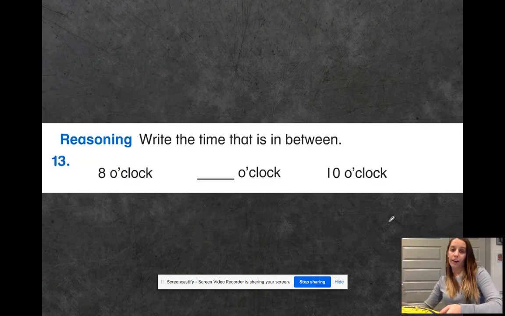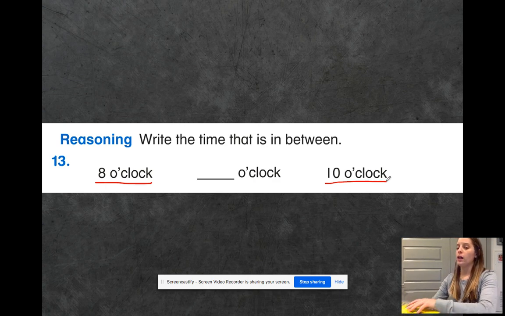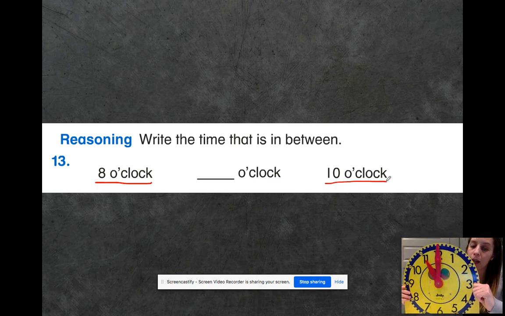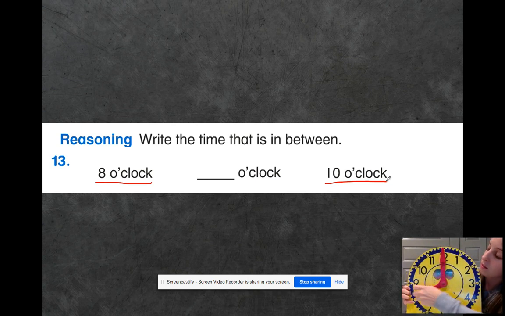Another example that we have here, it says to write the time that is in between. So let's think about it, because when you do your worksheet, you're going to see an example just like this. So it says 8 o'clock first, then it says blank o'clock, then it says 10 o'clock. Well, looking at our big giant clock that we have here, I have 8 o'clock, right? So let me change that time, 8 o'clock.